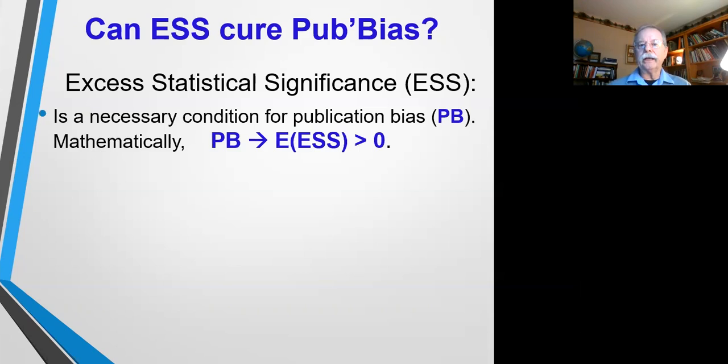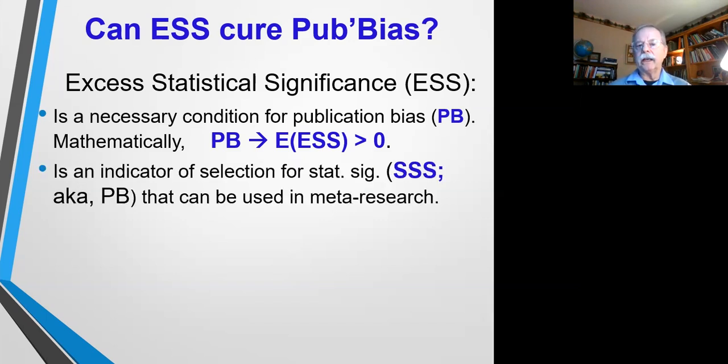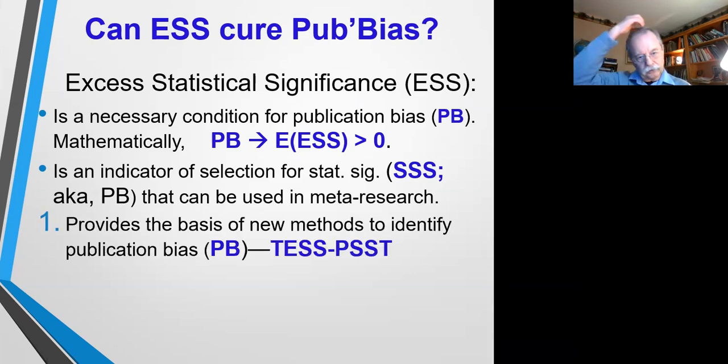In particular, ESS is a necessary condition for publication bias. We prove mathematically that if you have publication bias, you should expect excess statistical significance to be positive. It's an indicator of selection for statistical significance, or SSS for short. I see this as a broader way of characterizing what's often called publication bias. We can talk about that in discussion. It can also be used for meta-research as well.